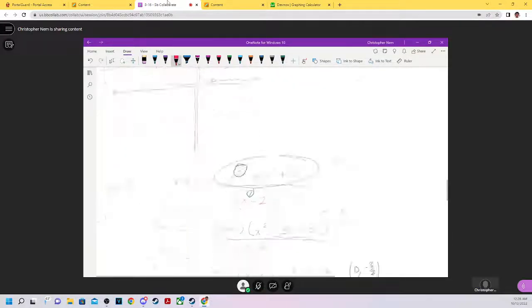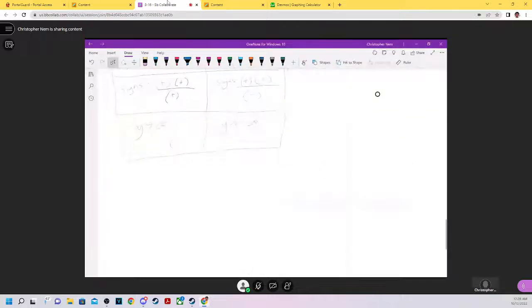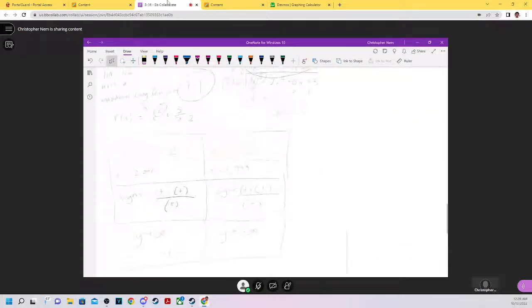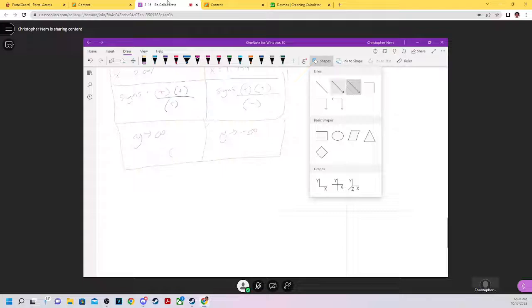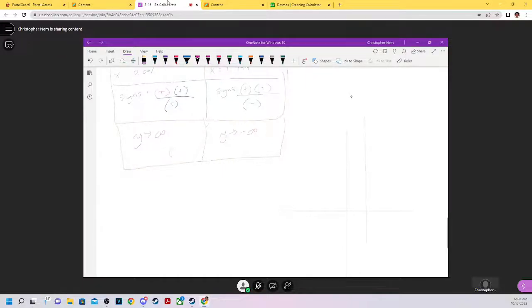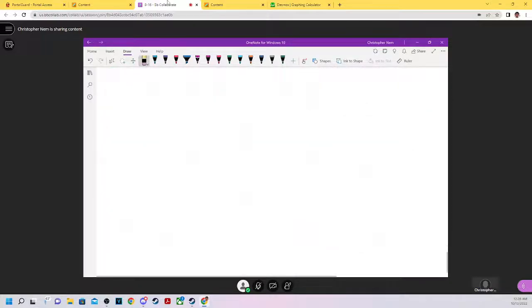Oh, what just happened? It's supposed to be gray. Boom. All right, ignore that. Now my vertical asymptote is at x equals 2. So let's go ahead and do that. And I'm going to use orange because we have been using orange. What the heck? Erase that. Fortunately, I'm having some technical issues.